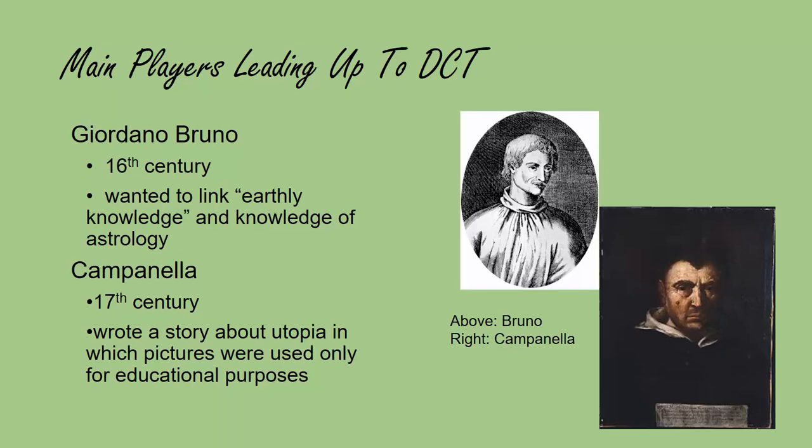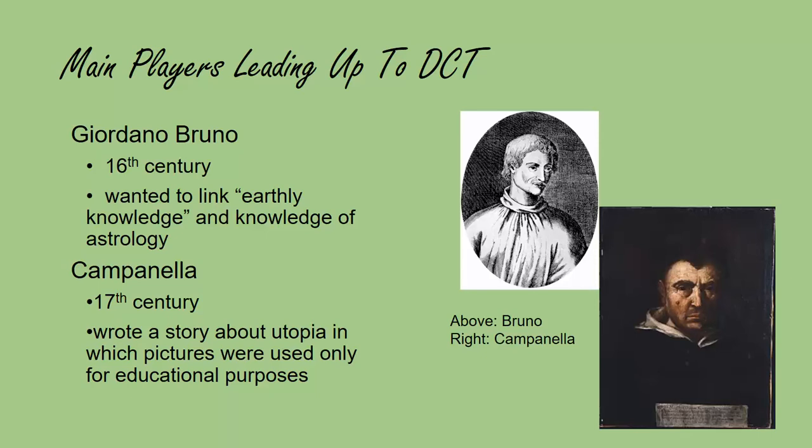There were several main players leading up to Paivio's formal formation of the theory. The first one is Giordano Bruno, who was a 16th century scholar. He wanted to link the earthly knowledge, the reading and writing, the math that there was, to his knowledge of astrology, to help him learn the stars and how to identify the various constellations. He wanted to be able to link the reading and writing to that learning.